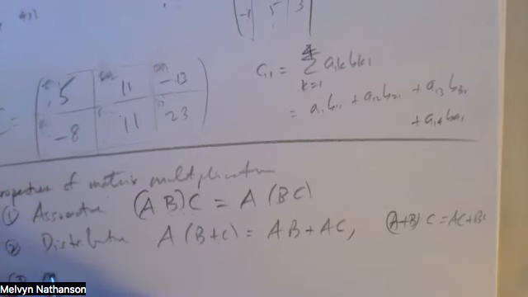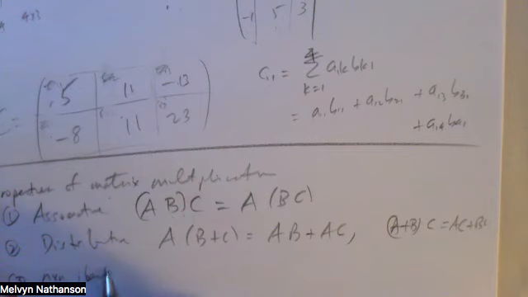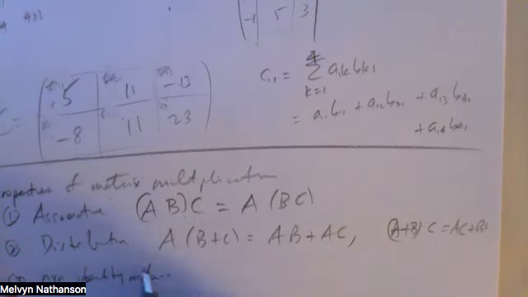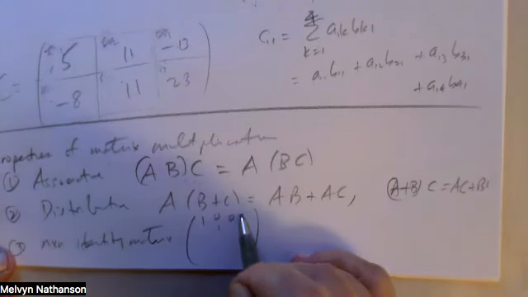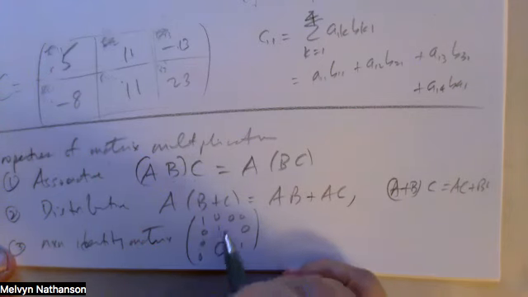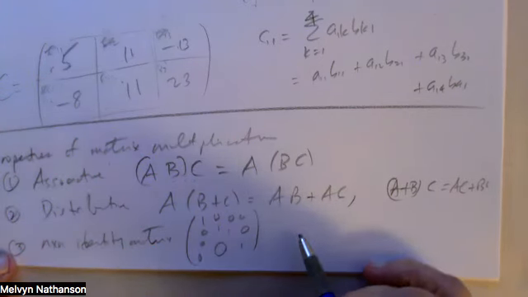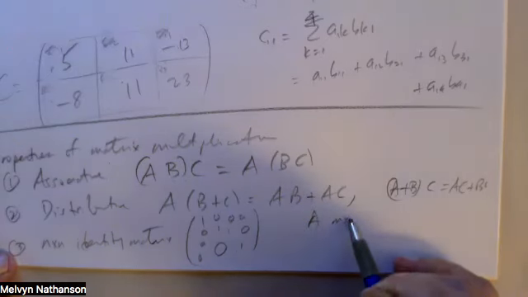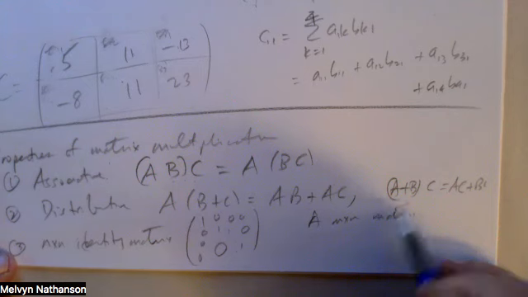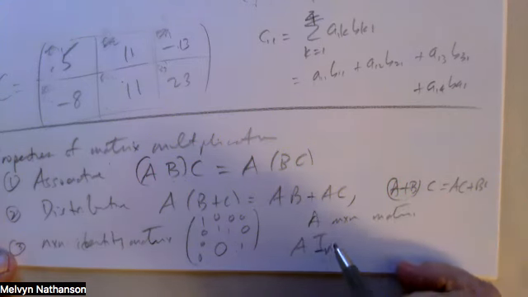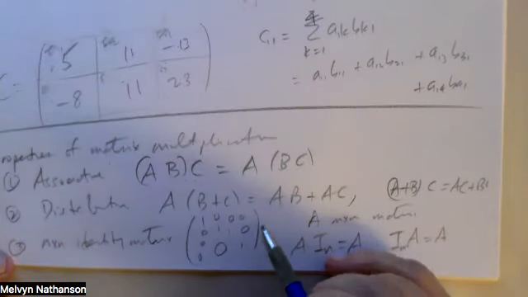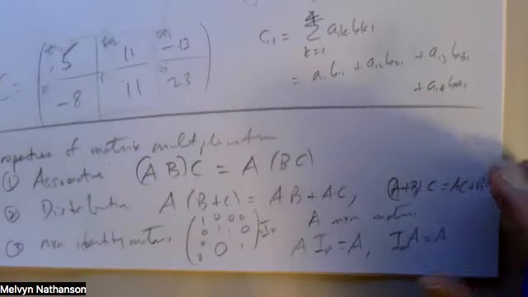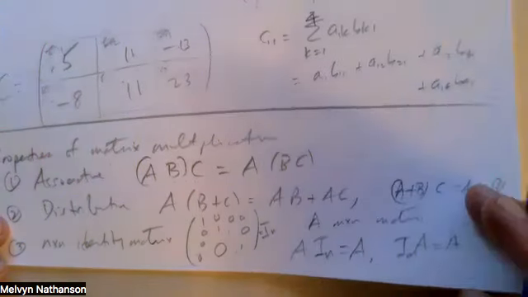Third, there's the n by n identity matrix. That's a square matrix with ones down the diagonal and zeros everywhere else. If A is an m by n matrix, you multiply A on the right by I_n, you get A. And if you multiply A on the left by I_m, you also get A. So this is a kind of identity element. It's analogous to the number 1 in arithmetic.